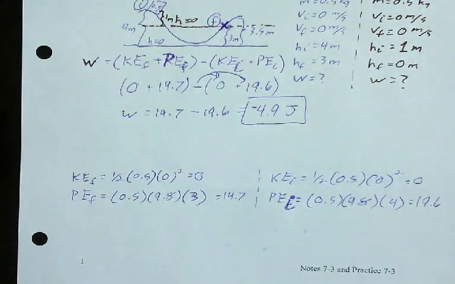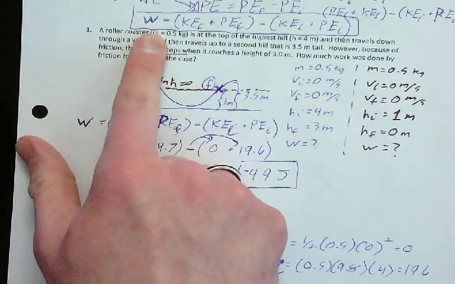So what I want you to see is that this is nothing that you haven't done already. You've already done energy work stuff, and you've already done conservation of energy. This is just putting it all together. So you're doing the work and the energy conservation at the same time. And this is, again, the big equation that you're going to be using.